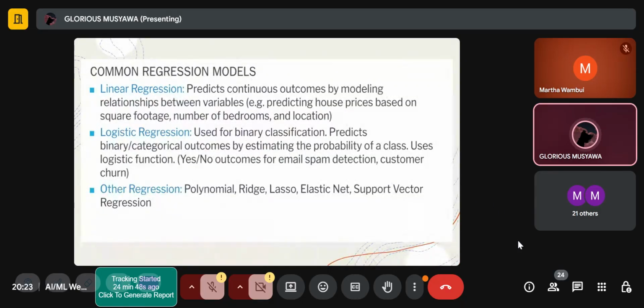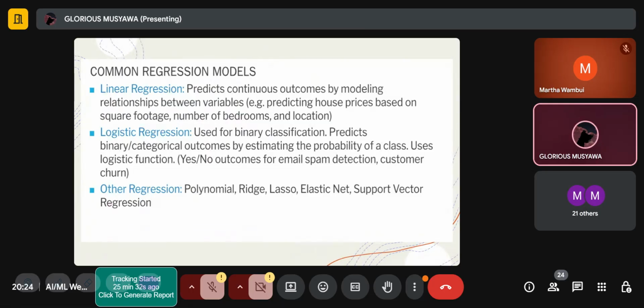So we talked about regression. Common regression models include linear regression, which we said predicts continuous outcomes by modeling the relationship between variables. For example, we talked about features and labels. I'll always use the housing example because it's a wide example to use, since a house has a lot of properties. So we have features and we have our label, which is the price. We want to see, if I want to purchase a house with these features, how much the price will be in this specific neighborhood, and so on.